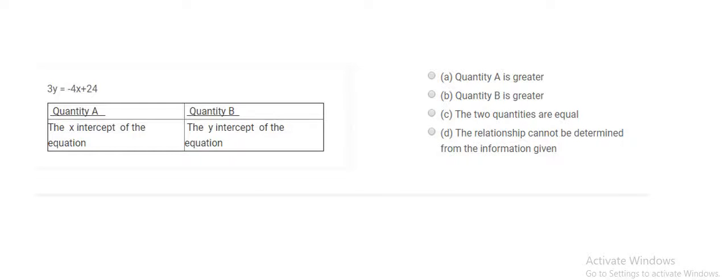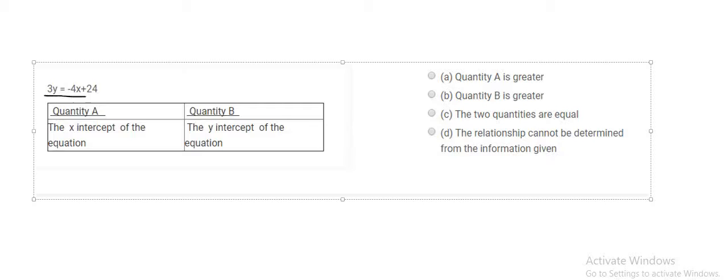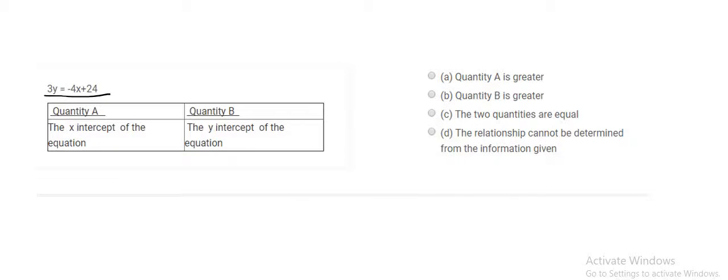Hello, we're going to solve a problem of algebra and compare two quantities. So from here we can see that an equation is given that shows the relationship between y and x, and quantity A is the x-intercept of the equation and quantity B is the y-intercept of the equation.